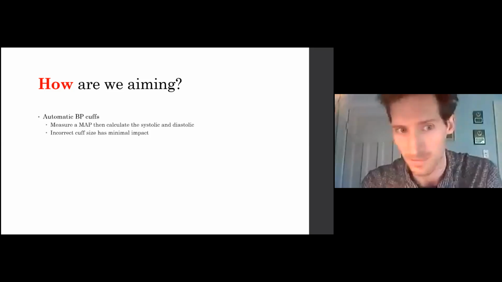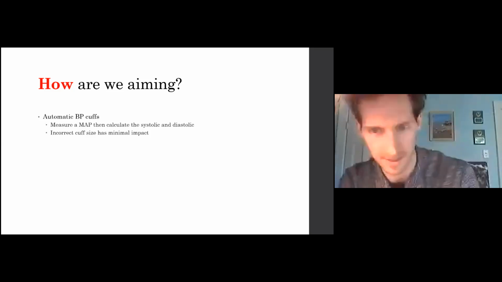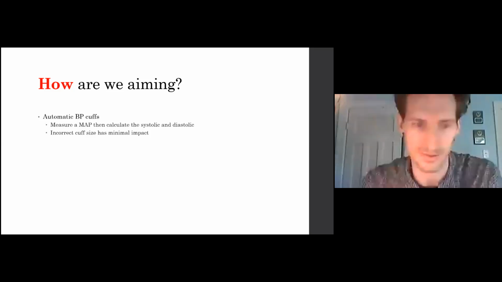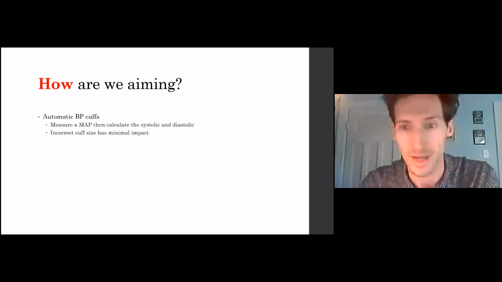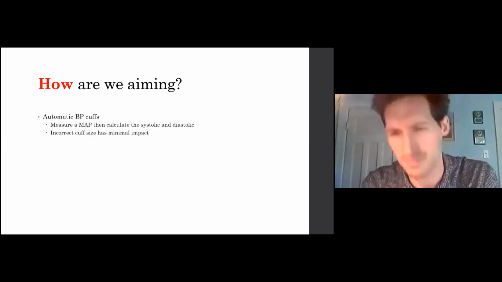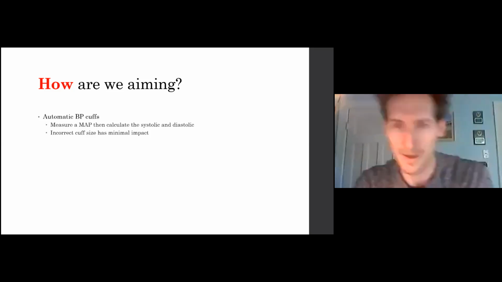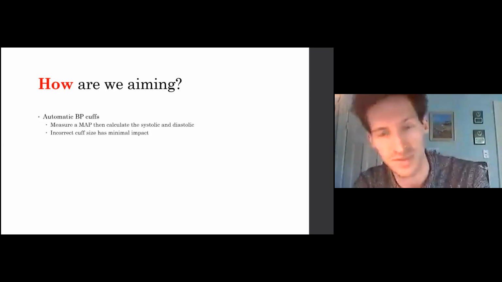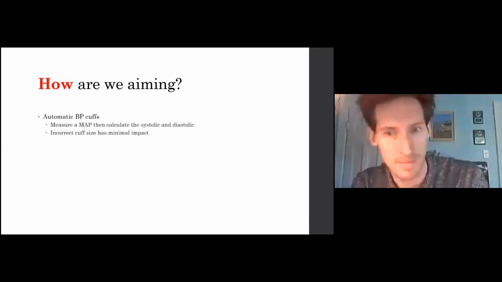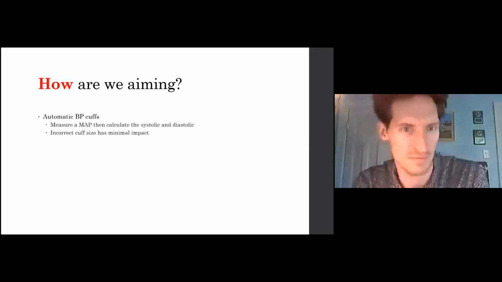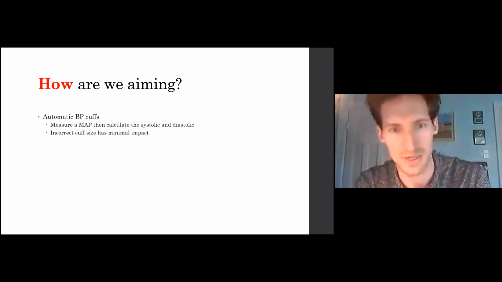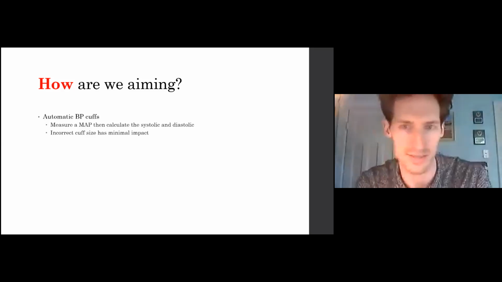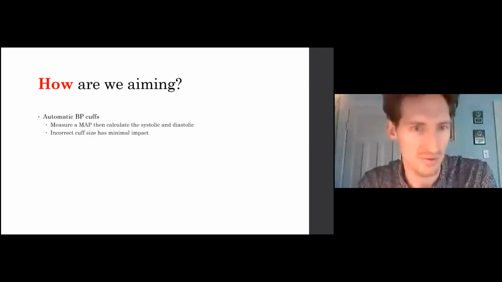Also, I was always under the understanding that not having the correct cuff size is going to cause some dramatic error. And there's actually this nifty paper, oldie but a goodie, in 1991, that looked at the effect of a cuff size 1 too large or a cuff size 1 too small. And basically the differences are really minimal, like 5 millimeters of mercury for systolic and diastolic. So not the end of the world.